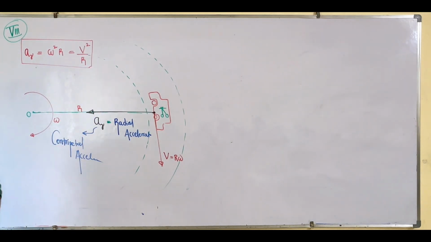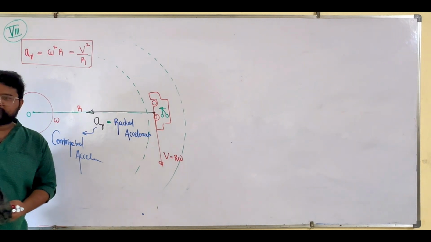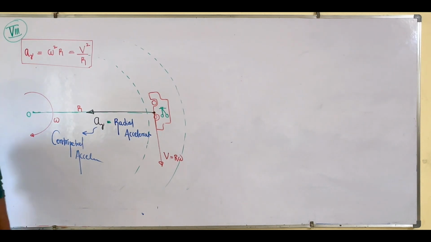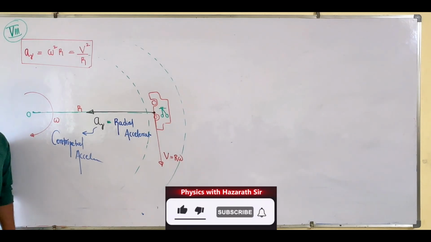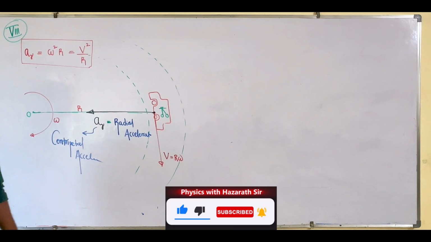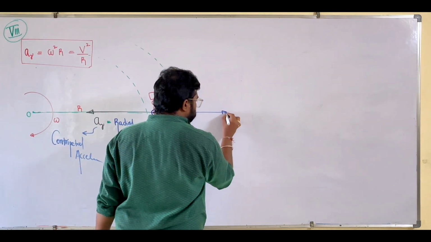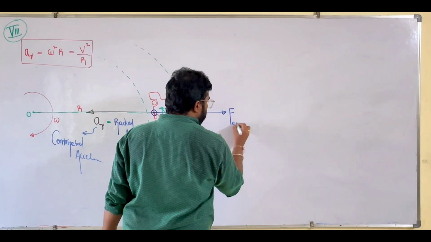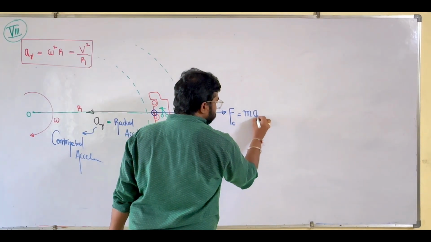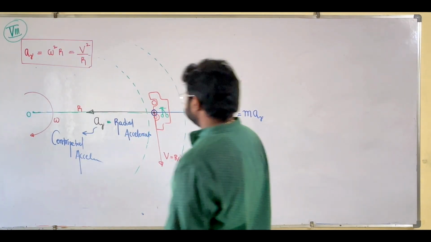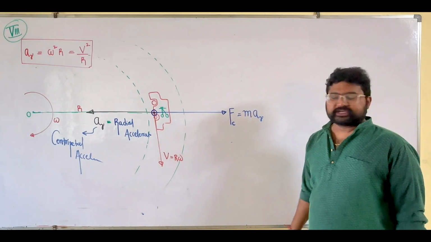Inertia force in circular motion is what? Centrifugal force. Centrifugal force always acts opposite to the direction of centripetal acceleration, the so-called radial acceleration. It always acts away from the center of circular motion.